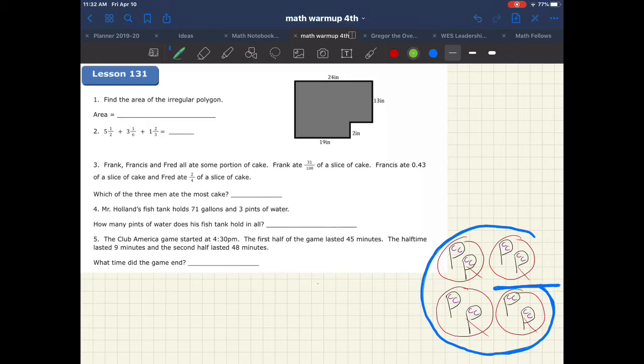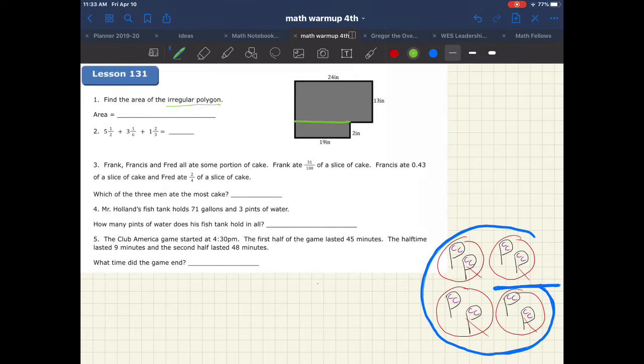So our first one is to find the area of the irregular polygon. The irregular polygon means it is not just a nice, neat rectangle for us to find the area of. And the trick to do this is to break this into two regular polygons. So if I draw a line right there, now I have two different rectangles.